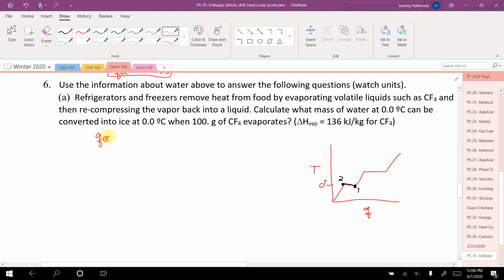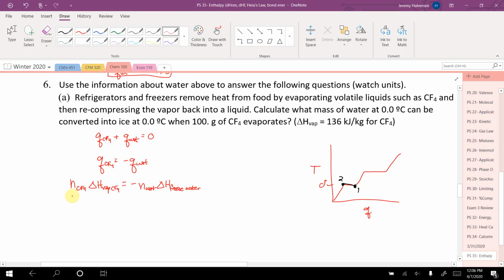What are my Q's? Q of CF4 plus Q of water have to add up to 0. So I'm going to say Q of CF4 equals negative Q water. What's physically happening to my CF4? It's evaporating. That's a phase change. So I'm going to have n CF4 delta H of vaporization of CF4 equals negative. What's happening to my water? It's freezing. So n water delta H freezing of water.